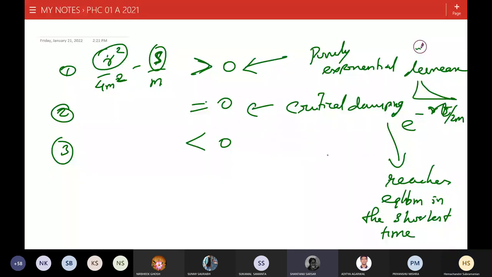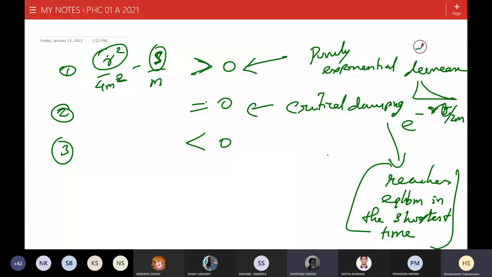Right? You can use this information to design systems, harmonic oscillating systems. If you have a specific requirement where the time to equilibrium should be as short as possible, like in a seismogram, you would want to use this idea, right? Basically, you're trying to design a simple harmonic oscillator for a specific purpose, right?